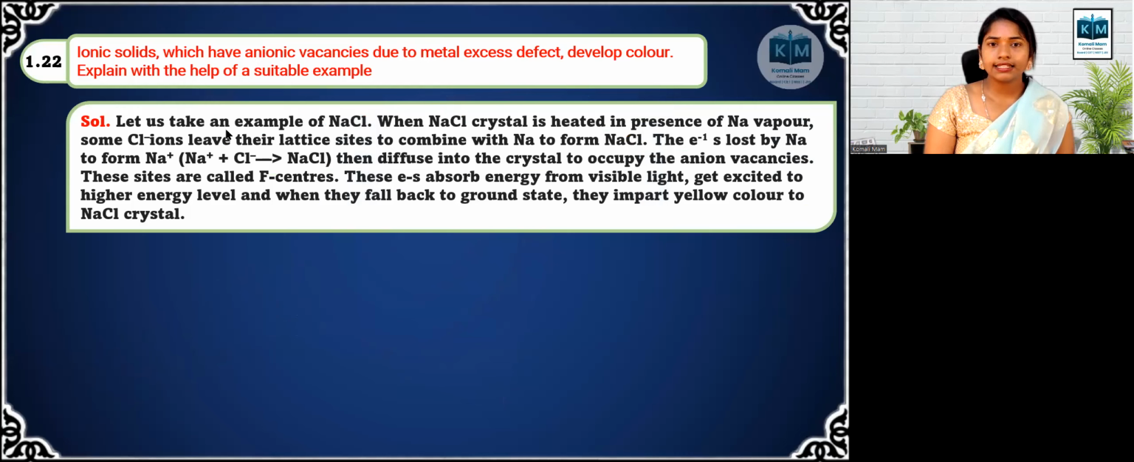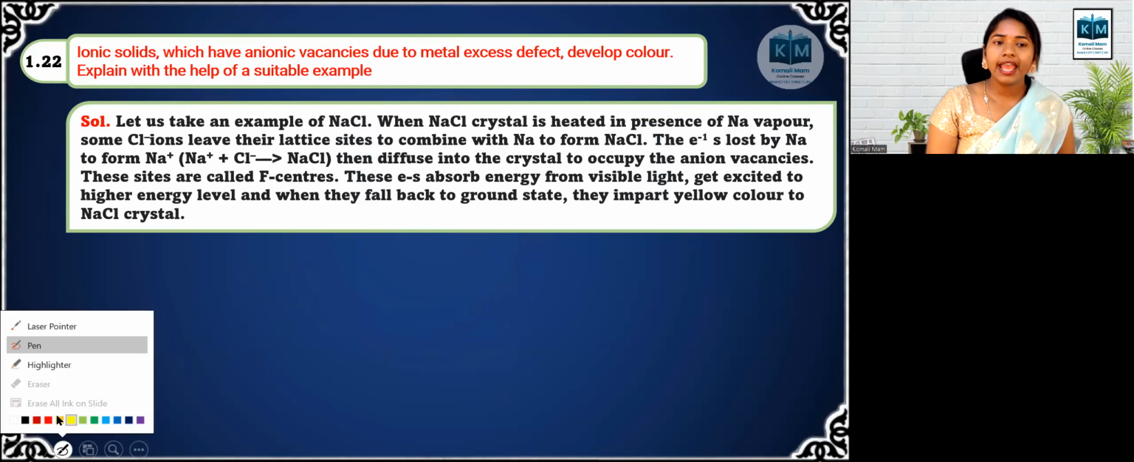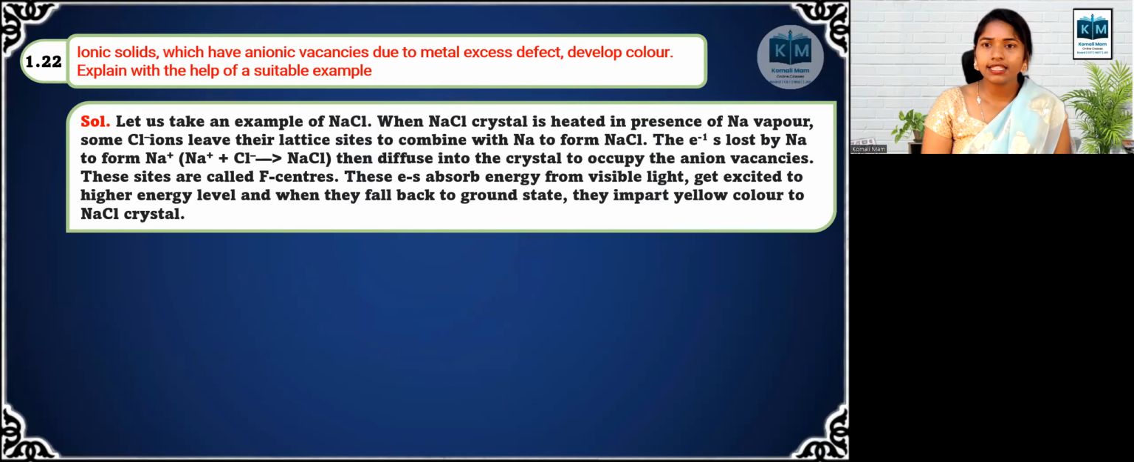Let us take an example of NaCl. When NaCl is heated in the presence of sodium vapors, what is happening? Cl- ions leave the site and try to combine with the sodium. So sodium loses one electron and converts into Na+. Now this Na+ and Cl- combine and form NaCl.